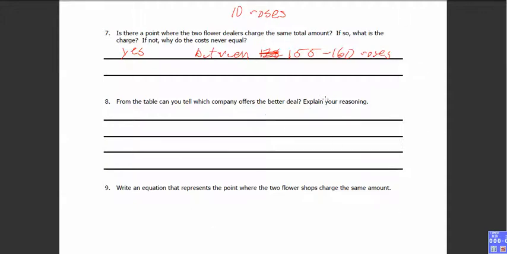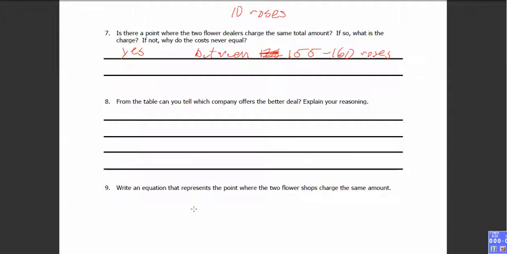Again, that's completely up to you. It probably depends on the size of your school. If you have a very large school, then you're probably going to want to go with Flower Power because you're going to sell a lot more flowers. But if you have a small school, chances are you're going to go with Roses Are Red.